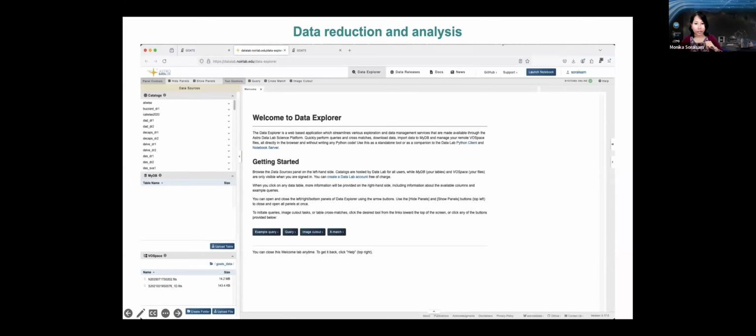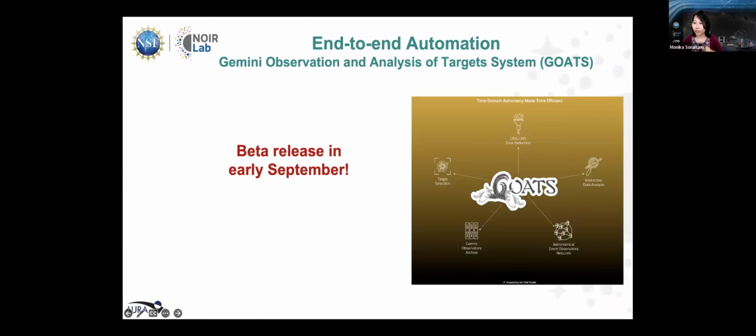And finally, this is my last slide. I will be having the first beta release in early September, and we'll be welcoming the user community to test it out. So stay tuned for the announcement, and I'll be happy to take questions. Thank you.